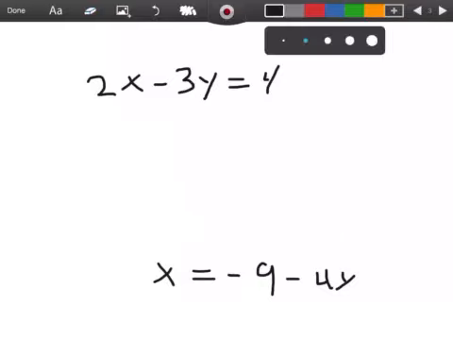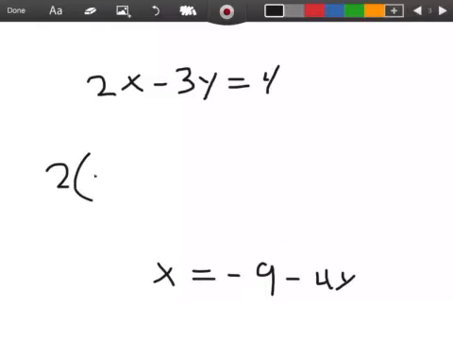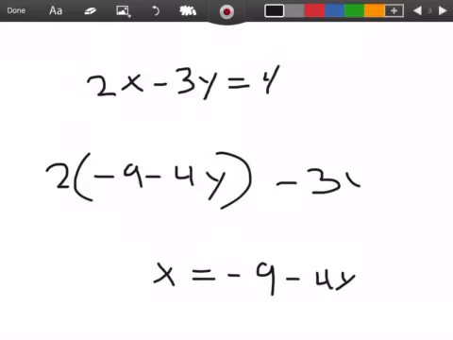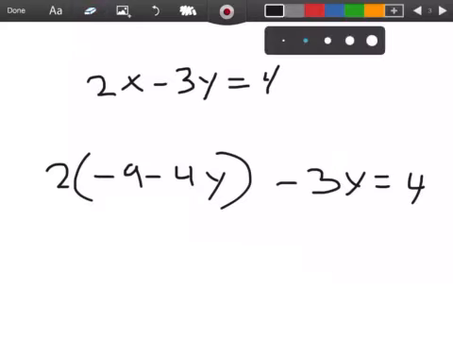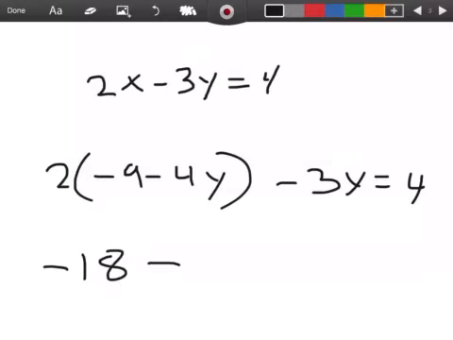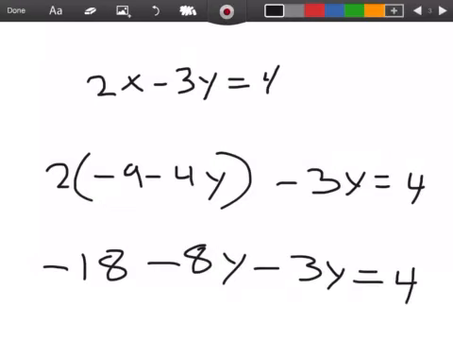Now substitute, so 2 times (negative 9 minus 4y), because x equals this, and we're multiplying x by 2, minus 3y equals 4. Now we have negative 18 minus 8y minus 3y equals 4. Add 18.